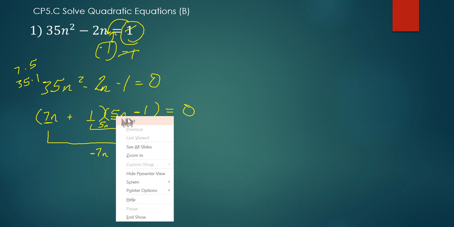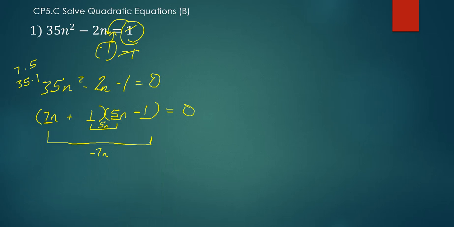So 7n and 5n do give me 35n squared, plus 1 and a minus 1 do give me -1. And then when I multiply a plus 5 and a plus 1, I get a positive 5. A positive 7 and a -1, and I get a -7. And when I combine those together, I get a -2. So I know I've factored this correctly.